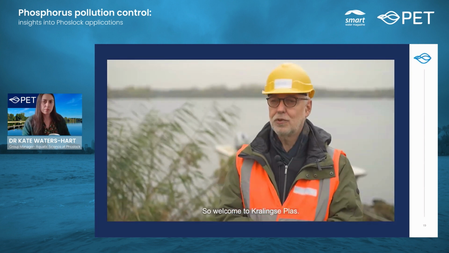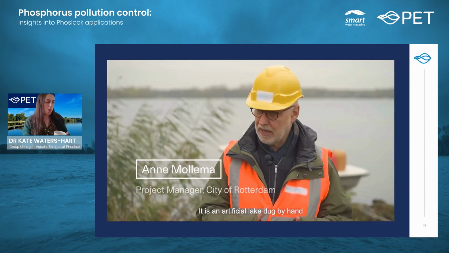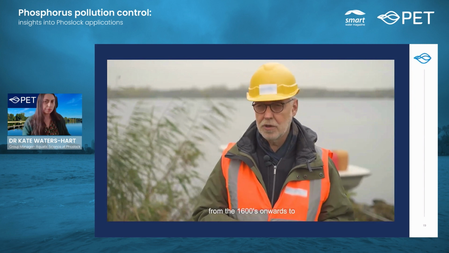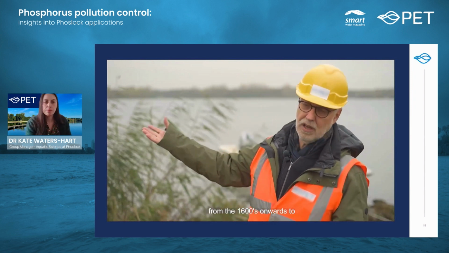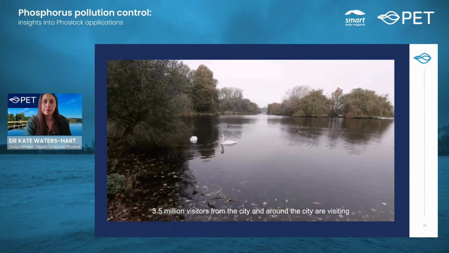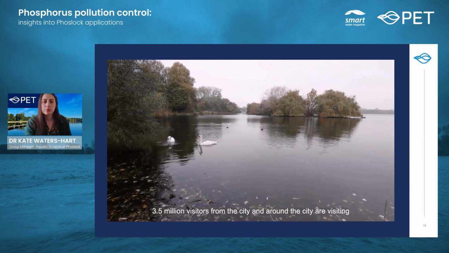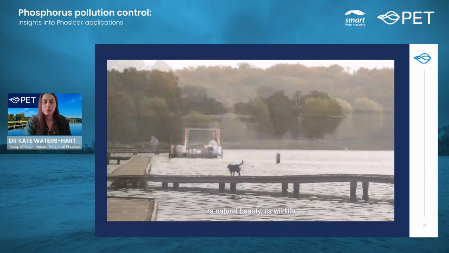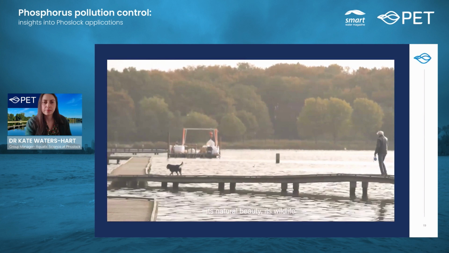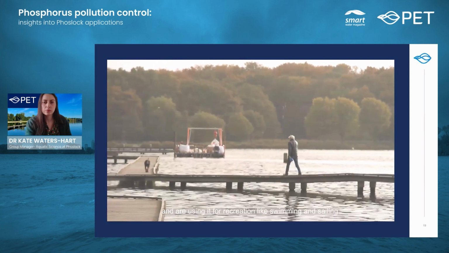So, welcome to Kralingse Plas. It is an artificial lake dug by hand from the 1600s onwards to produce peat for fuel for the city. 3.5 million visitors from the city and around the city are visiting its natural beauty, its wildlife, and are using it for recreation like swimming and sailing.